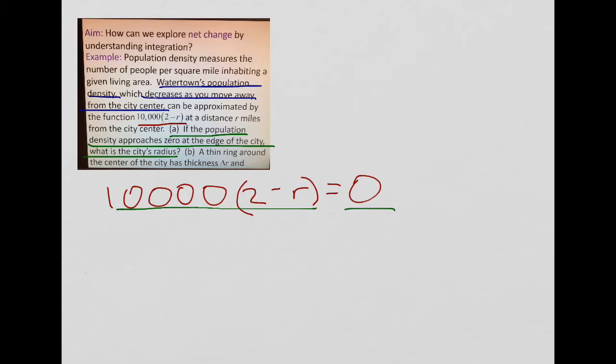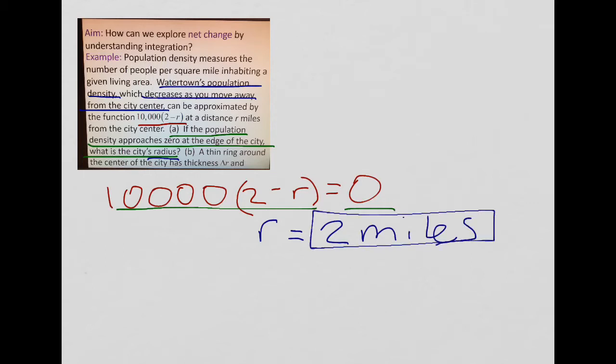And we need to find out r, because that's what it's asking in this problem. So the only way we can do that is if we set it equal to 0 and solve. So if we solve this, then r has to be equal to 2. And since r is measured in miles, then remember it's 2 miles. Don't write 2m because that actually means 2 meters. So write out miles, okay, or mi.